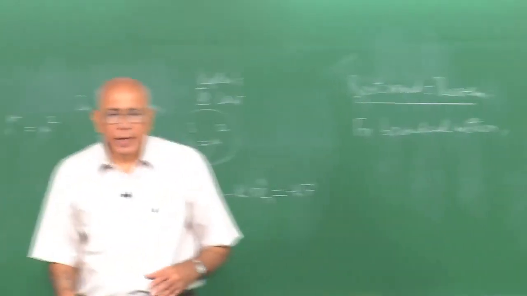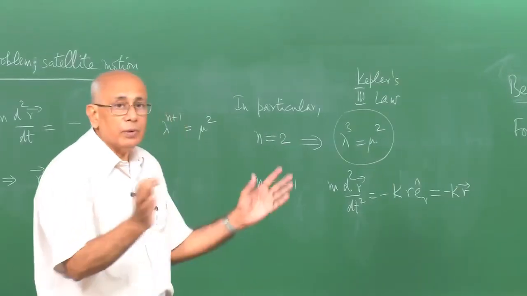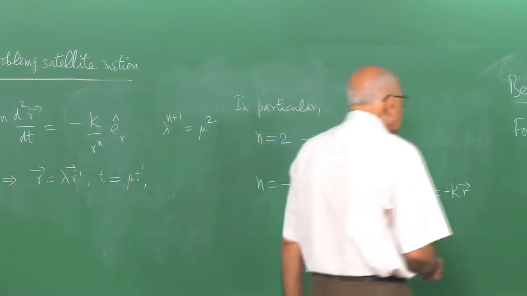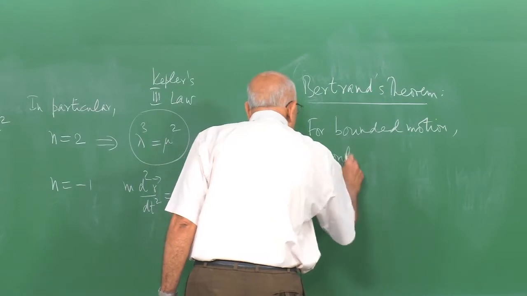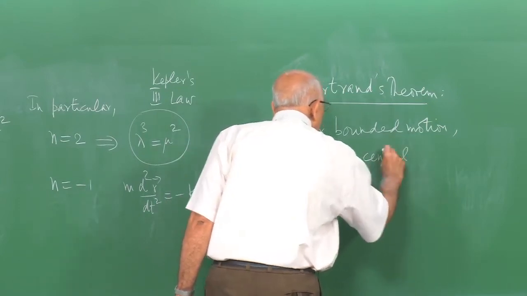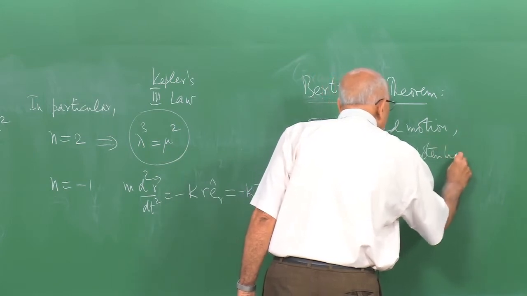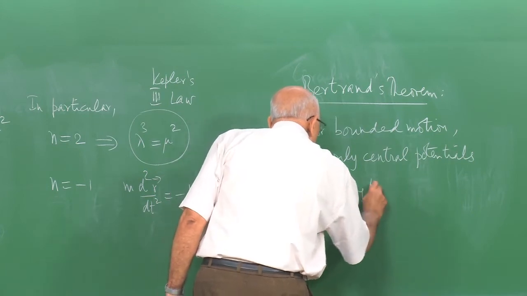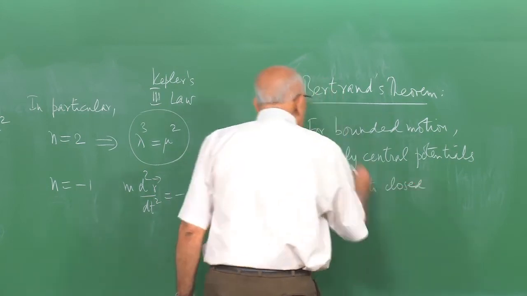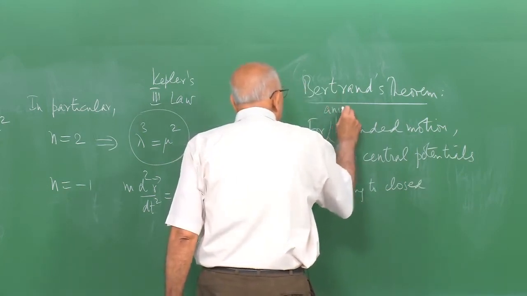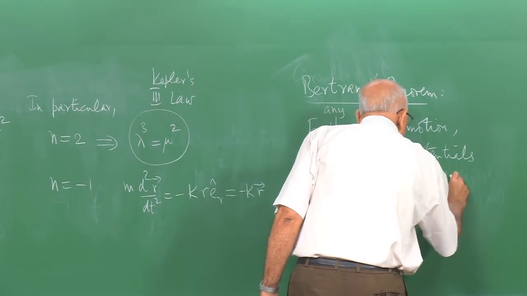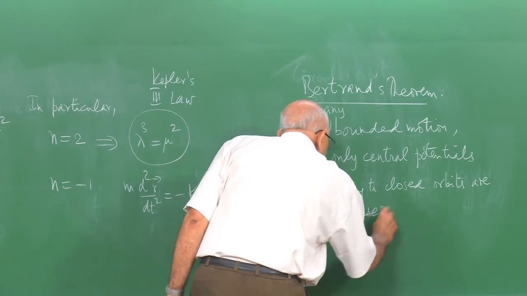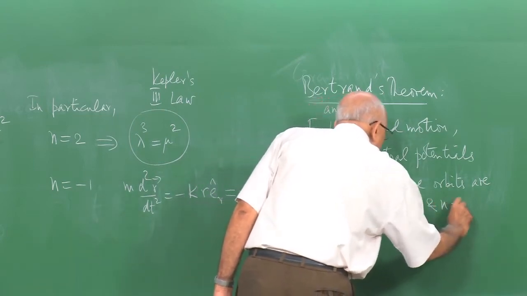namely motion such that the radial distance from the center of attraction doesn't go off to infinity, but we are looking at only that class of motion which is bounded. For bounded motion, the only central potentials leading to closed orbits for any bounded motion are the cases n equal to 2 and n equal to minus 1.